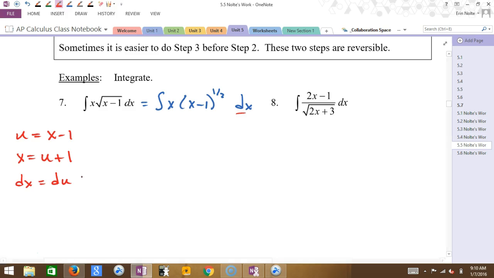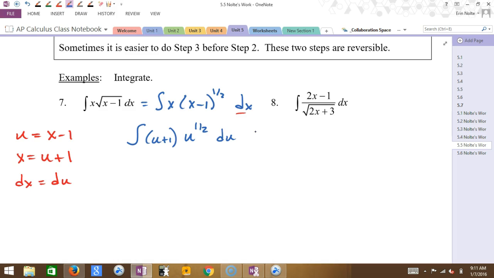Okay, so now what I'm going to do is I'm going to replace the little quantity with a u to the 1/2. I'm going to replace the x with a u plus 1, and I'm going to replace the dx with a du. Okay, so I'm doing kind of 3 pieces of substitution here. My x is u plus 1. x minus 1 is the same as u, so I'm going to say u to the 1/2. And dx is equal to du in this case.